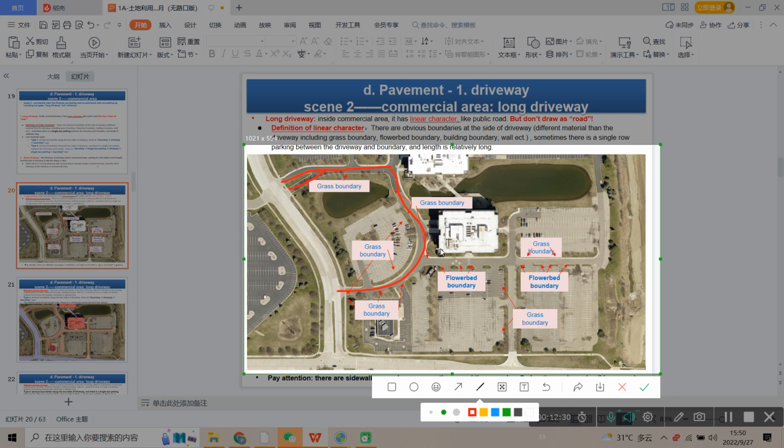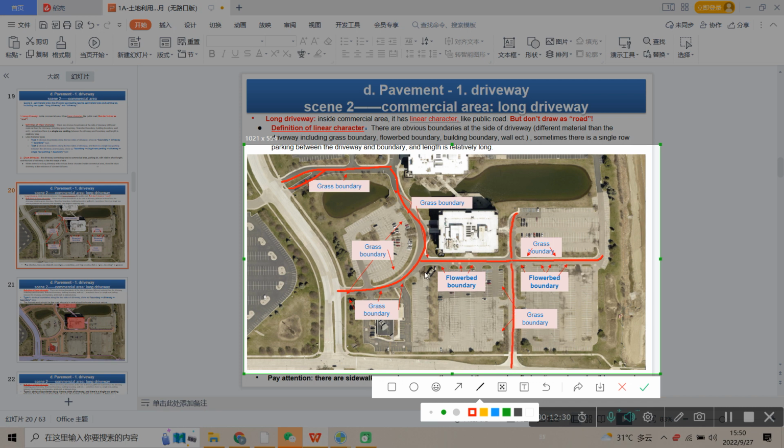We have a building and a grass boundary, and a flower boundary on this side, which means this is also a long driveway. And from here there's a grass boundary and a flower bed boundary, and it's also relatively long. So in this case, we can continue the long driveway all the way to here. And up there we still have the grass boundary and a flower boundary, so this is also considered a long driveway. Down there is grass boundary on each two sides, so we can draw a long driveway all the way down there.